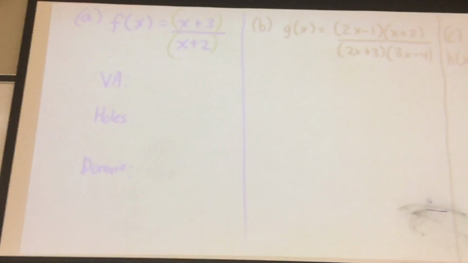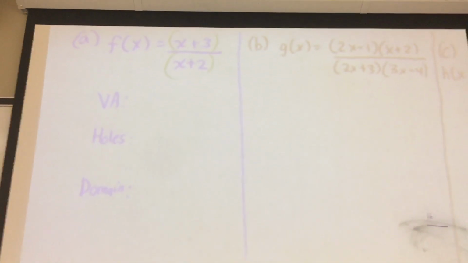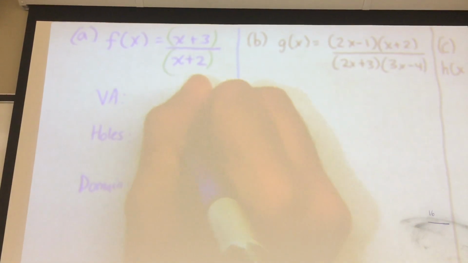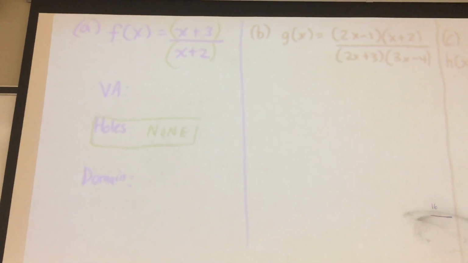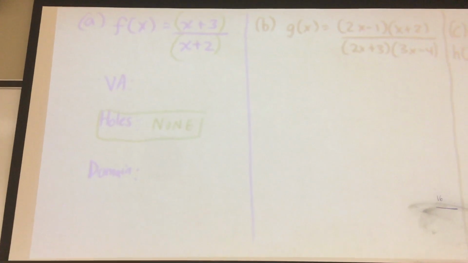Okay, so what can cancel? Nothing, right? There is no common factor shared, which means there are no holes, right? The only time you'll get a hole is if you have a canceled factor. You could write that as a note to yourself. I have no canceled factors, therefore I have no holes.